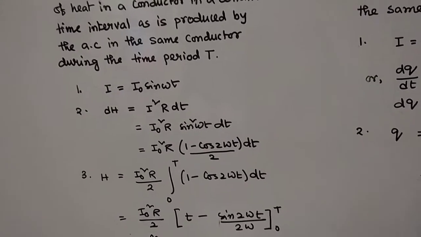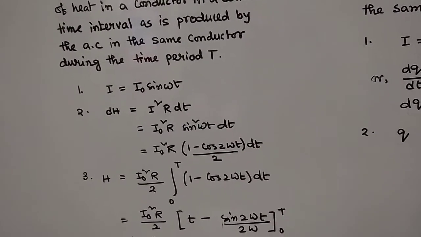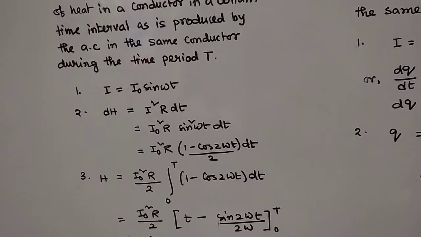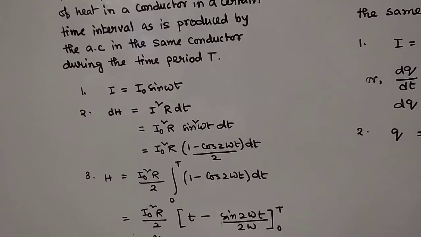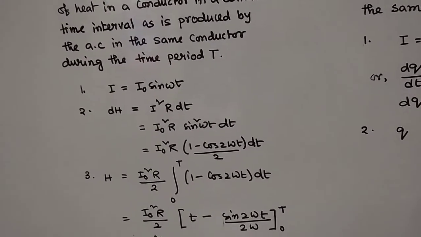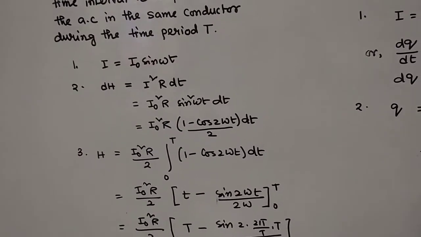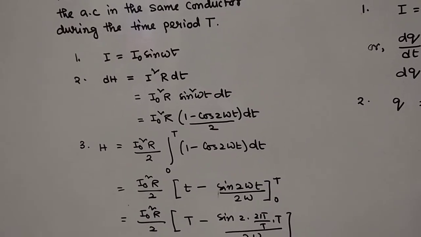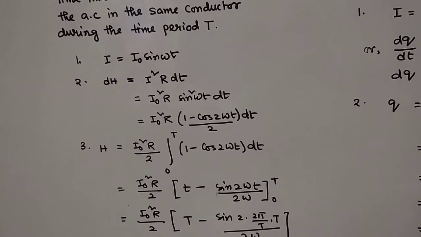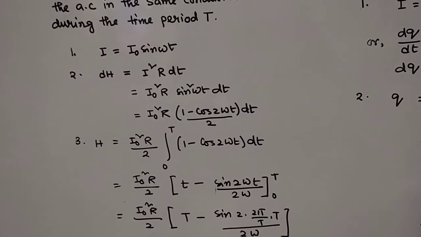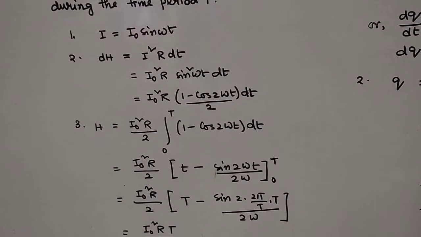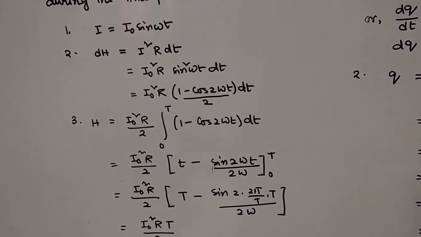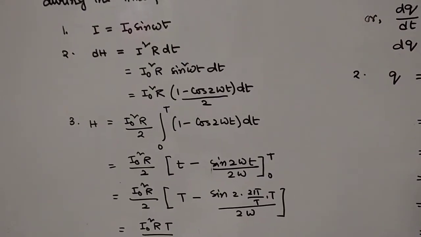Now if we have to define the amount of heat produced during the complete cycle, that is time 0 to T, because for an AC source, 0 to T by 2, or in the previous class we have defined 0, T by 4, T by 2, 3T by 4 and T. So check out the previous class. So the amount of heat produced during the complete cycle is I naught square R by 2, integral 0 to capital T of (1 minus cos 2 omega t) dt. So if we integrate, I naught square R by 2 times [t minus sin 2 omega t by 2 omega], and the limit is 0 to capital T.